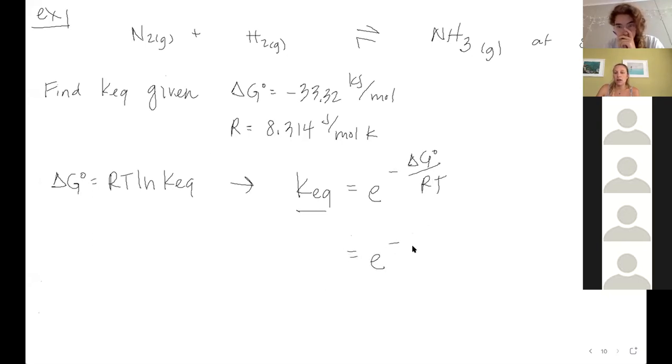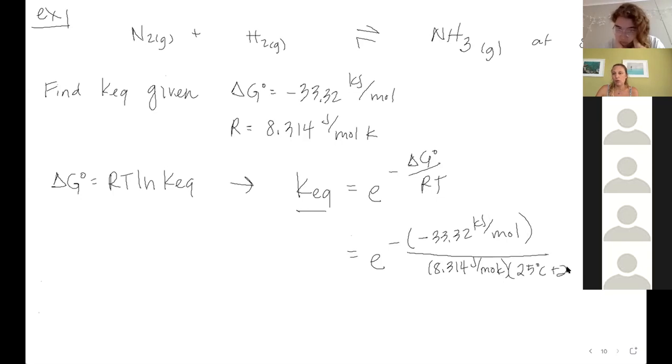We have e to the negative 32.32 kilojoules per mole divided by 8.314 joules per mole Kelvin times 25 degrees Celsius plus 273 degrees Kelvin. So I'm converting standard temperature and pressure into Kelvin. If you know standard temperature and pressure is 298 Kelvin, you don't have to do this math. That's not a big deal for me. But one thing that's coming up is I have kilojoules here and joules here, so I'm going to need to convert one of those. I'm just going to pick one. So I know that 1 kilojoule is 1,000 joules.